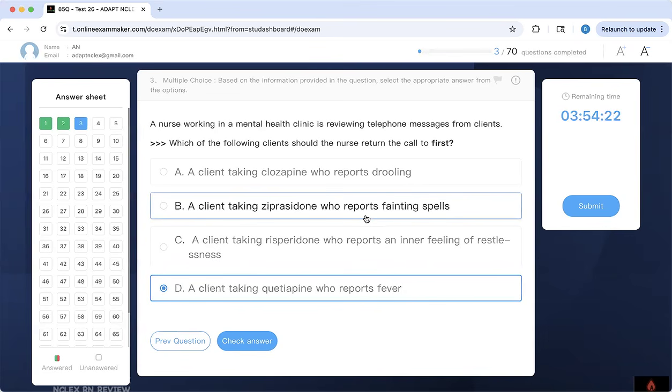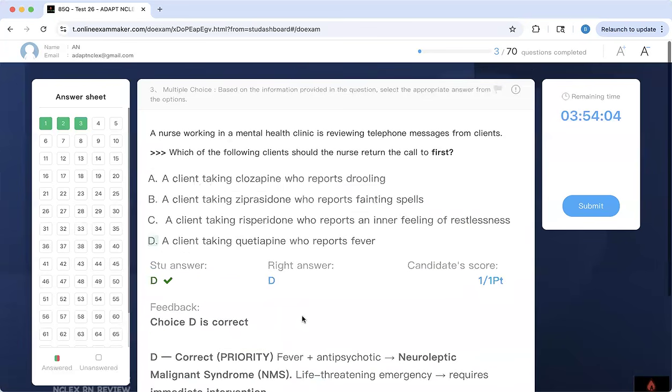A client on risperidone reports an inner feeling of what? Restlessness. That's a movement issue. It's less serious than NMS. That's what? Akathisia, an extrapyramidal symptom. For this question, watch this area multiple times and master the pharmacology associated with what? Antipsychotics. D is your real answer.